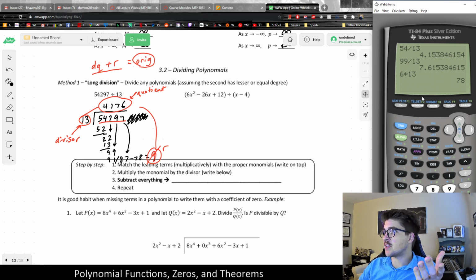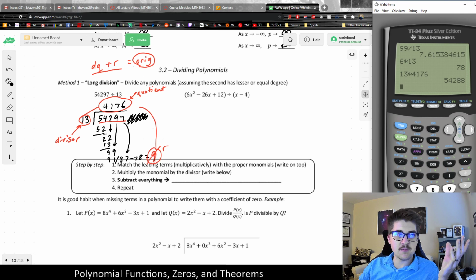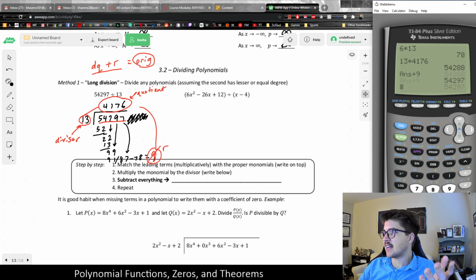And I just wanted to show you that this does work. If I take 13 times, and I think a lot of people do division without really thinking about the meaning of it. Notice what I get is, well, 13 times 4,176 is 54,288. And so what I can tell is, okay, that's not exactly my original dividend, but it's almost there. And if I were to add 9 to it, that's kind of like the missing piece that would reproduce that number.